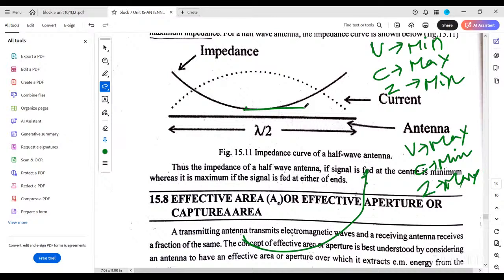Short: gain, efficiency and directivity. What is the directivity? Which one? Maybe.